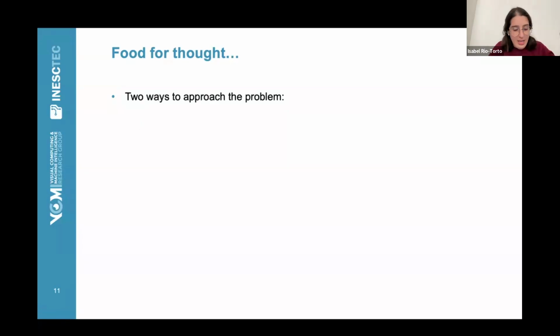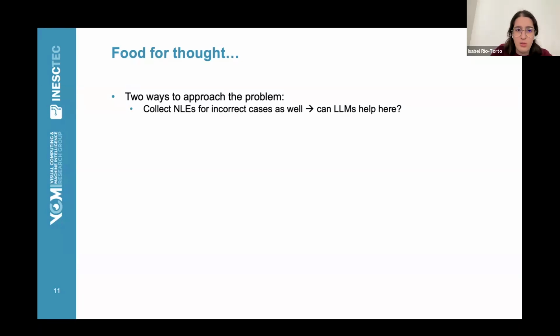So I just want to leave here some food for thought. I guess we would have two ways to approach the problem. We could have NLEs for all these cases, maybe generate them automatically with LLMs to help train our systems. Or we could go the other way and ask, could we generate these NLEs without this full supervision? That's what I've been working on.